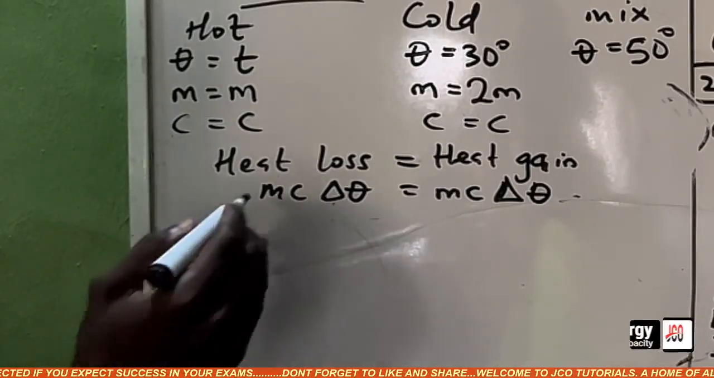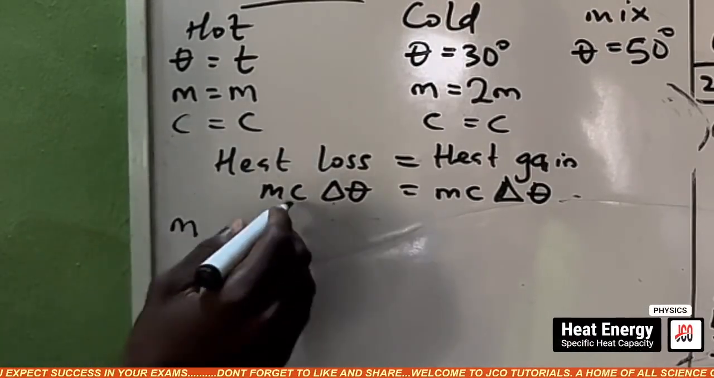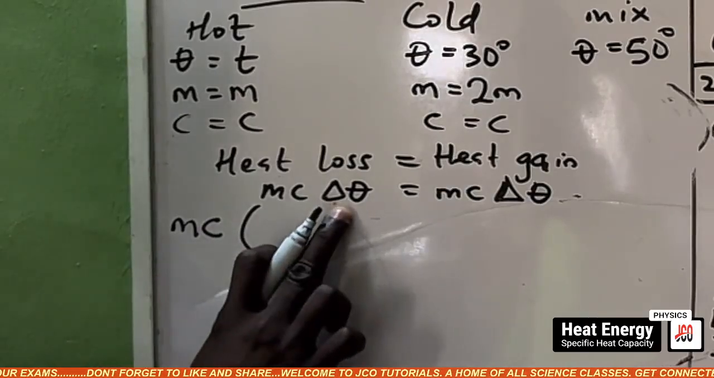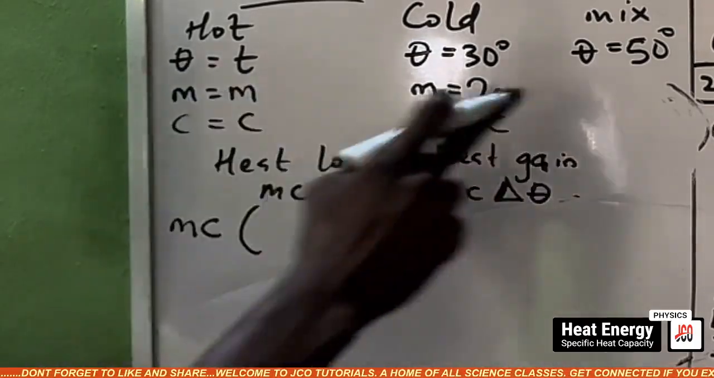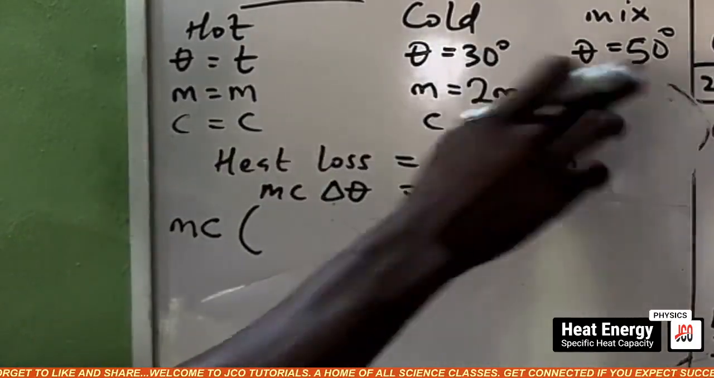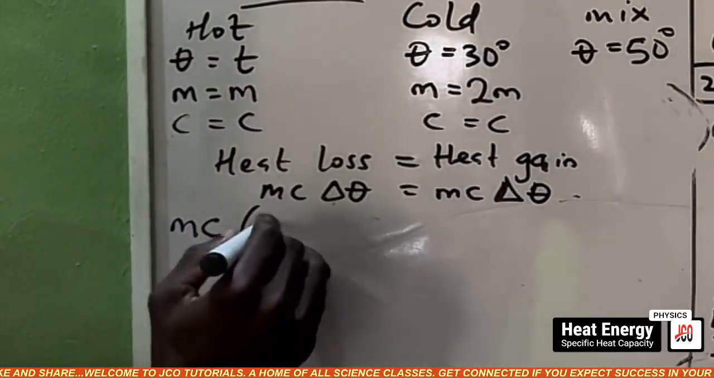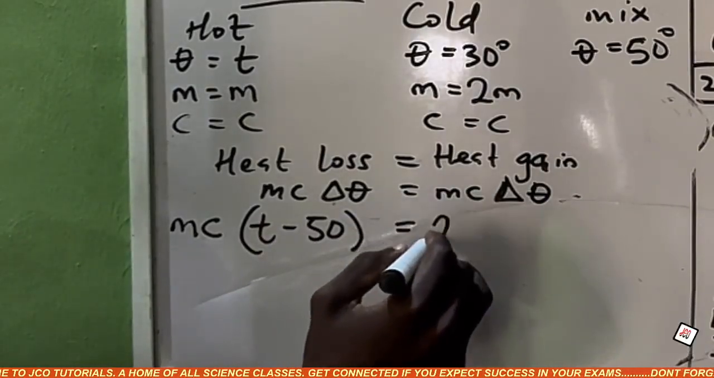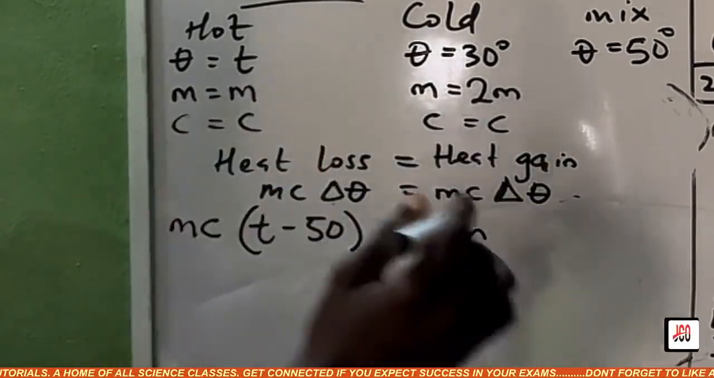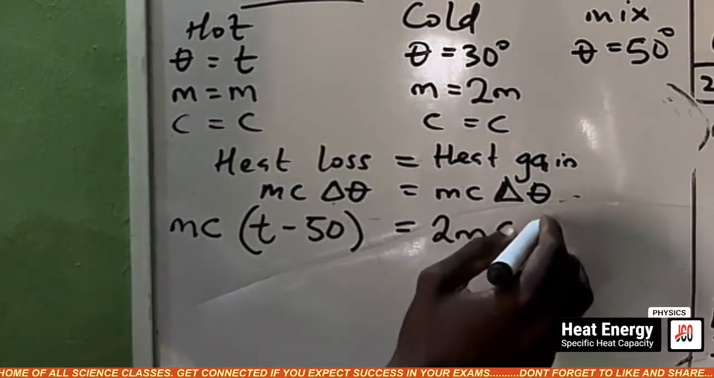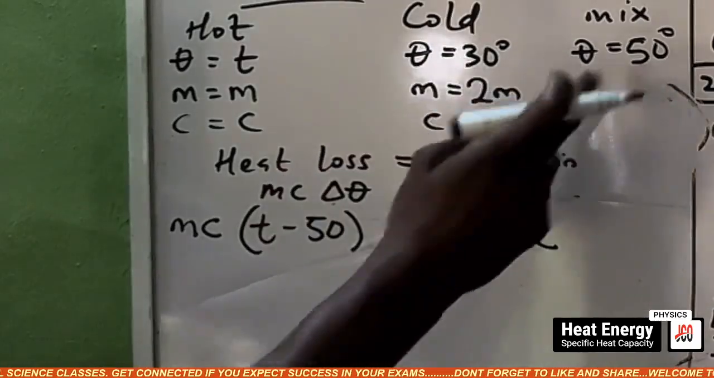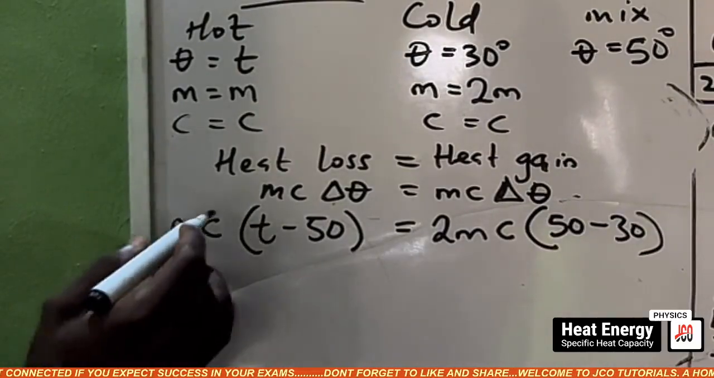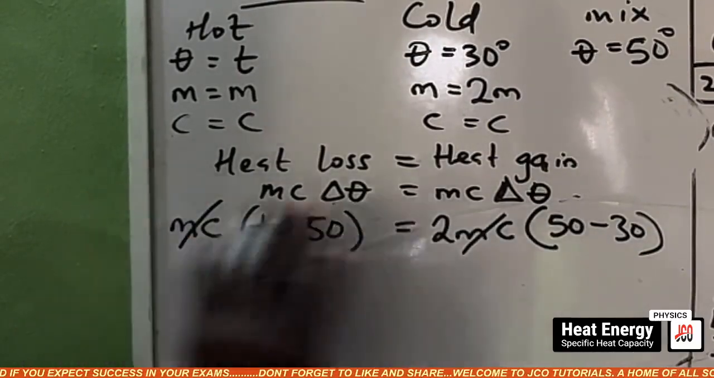Okay, and then the mass of this is M. The specific heat capacity is C. The change in temperature, what is changing? Since this is hot and the mixture is 50, it means the hot is bigger than 50. That's simple and clear. So T minus mixture equals, mass on this side is 2M, because it's 2 times the mass here. The C here is C. The temperature changes from 30 to 50. Who is bigger? 50 is bigger, obviously. So MC cancels out MC. You are used to this teaching now.